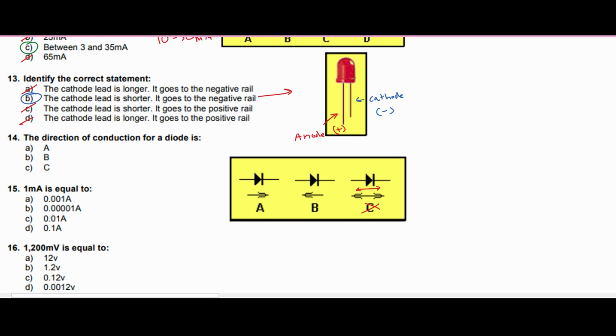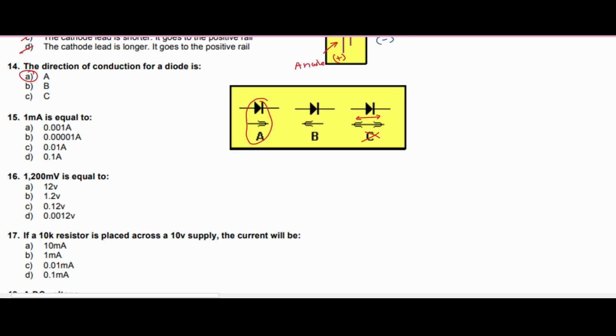For that reason, going in the same direction, we are going to have part A. So for 14, part A is our answer. 15, we have 1 milliamp is equivalent to, and this is just conversion. 1 milli is equal to 10 to the negative cubed. So we're going to have 1 times 10 to the negative cubed. We can rewrite this as 1.0. So we move it once, twice, and then a third time. We could fill these in with zeros and put our decimal here. And that's going to give us 0.001 amps.